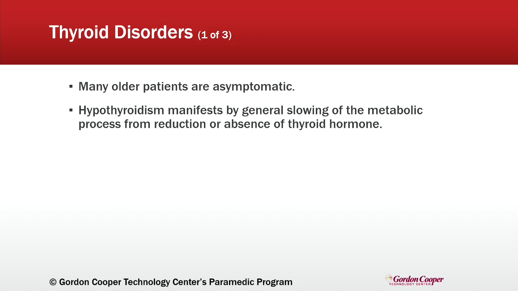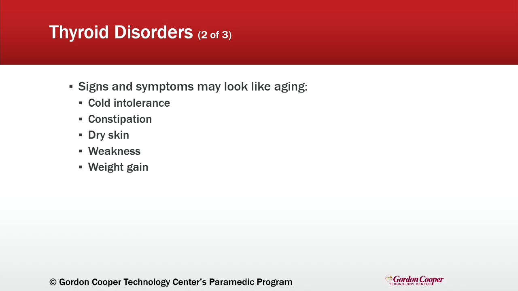Thyroid disorders. Many older patients show no symptoms of having thyroid disease, but it is often found during routine blood tests. Adult hypothyroidism is also known as myxedema. This condition slows down the body's metabolism due to low or absent thyroid hormones. Signs and symptoms can resemble normal aging, such as cold intolerance, constipation, dry skin, weakness, and weight gain. Many older adults have had thyroid surgery and are often taking synthetic thyroid hormones.